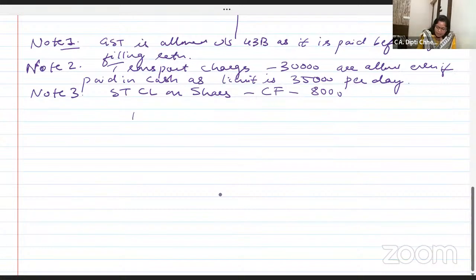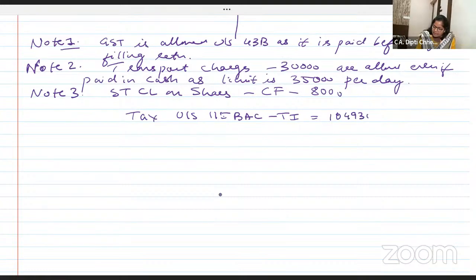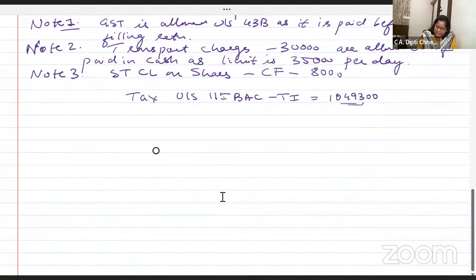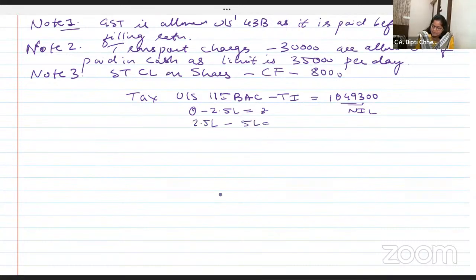And this is only your total income, because you are paying the tax under section 115BAC. What is the total income? 10,49,300. Now, how do we calculate tax here? 0 to 2.5 lakh is going to be nil, because the age of Pramod is given as 55 years. Next, 2.5 lakh to the next 5 lakh: on the next 2.5 lakh it is 5%, 12,500.